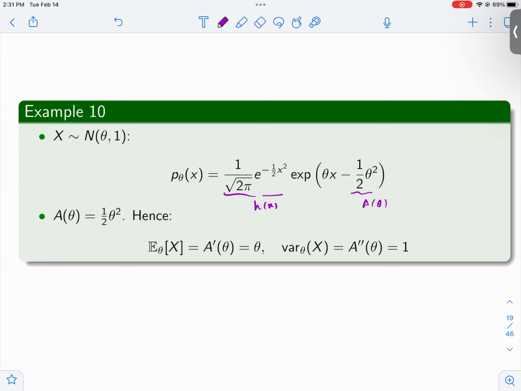And so because the T of x here is just x, right? This is T of x. So this just corroborates what we just proved. The expectation of T of x is theta, we know that, and the covariance just reduces to the variance, just 1 by 1. The variance of T is the Hessian of A. The Hessian is just the second derivative here. So this is 1. So this corroborates what we proved.